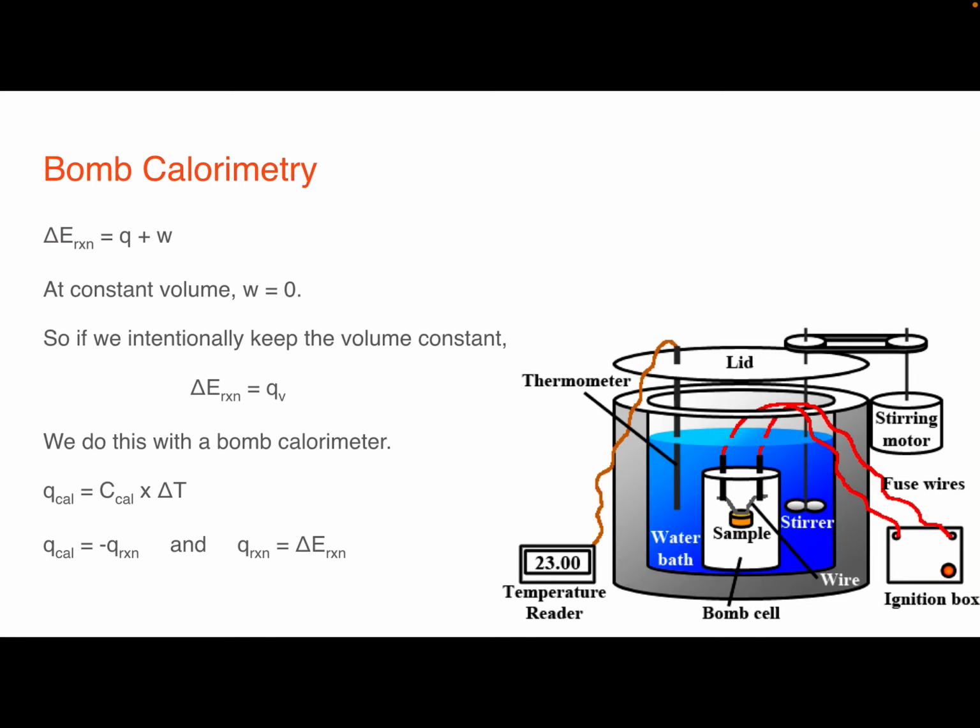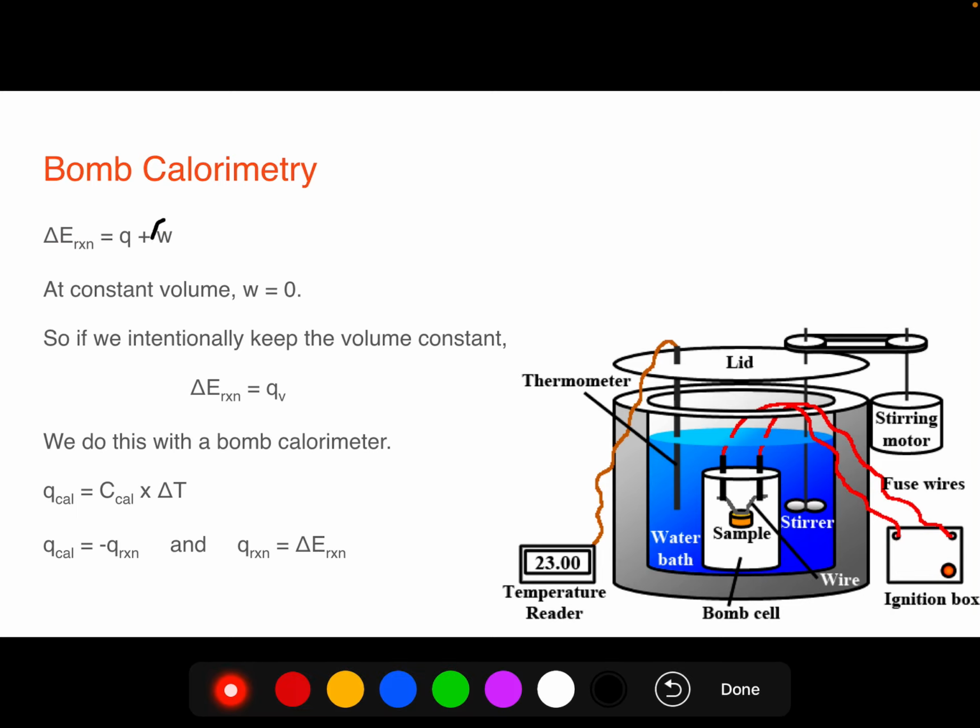But to do work, you have to change the volume somehow. So what we do with bomb calorimetry is we keep the volume from changing. We hold volume constant intentionally. And so what ends up happening is, since no work can be done, all of the energy comes out as heat. Okay, so this is why we have the QV, because that is heat at constant volume.